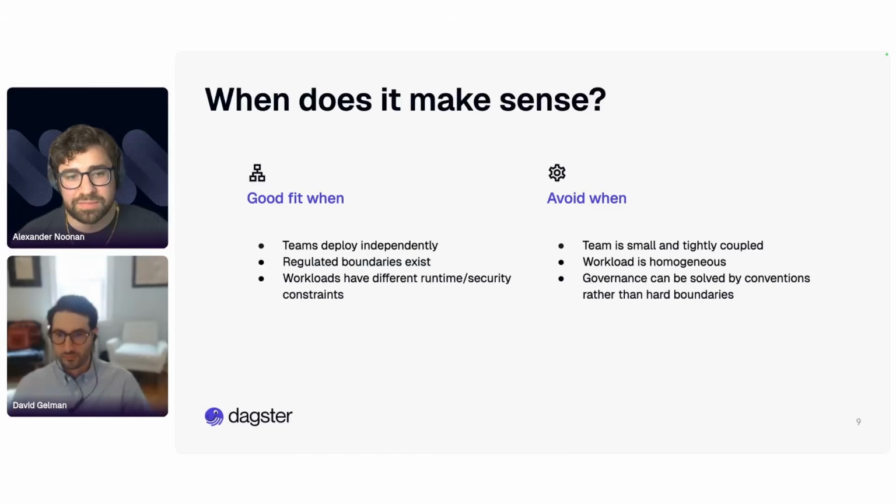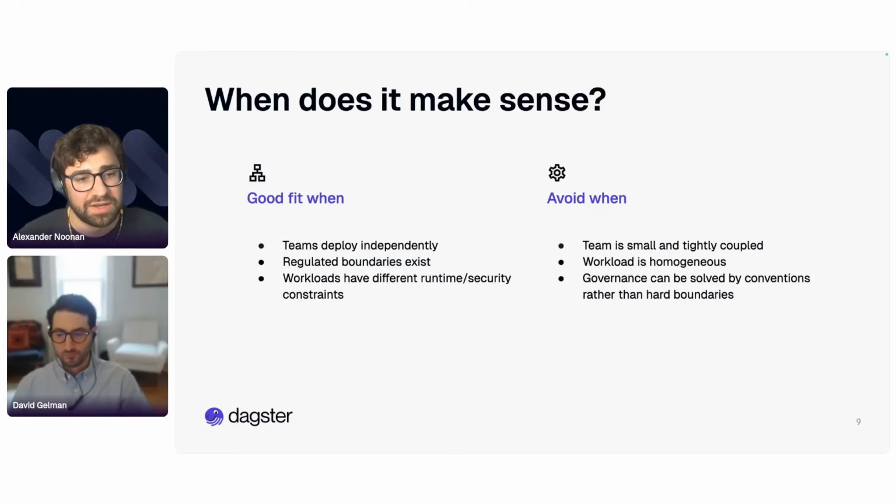And so multi-tenancy sounds great in theory, but it's not always the right call. Here's a quick heuristic you can think about if you're trying to decide if your team even needs this. It's a good fit when teams need to deploy independently, or when you have regulated boundaries that require hard isolation, or when your workloads have generally different runtime or security constraints. Like I was talking about, if you're doing machine learning or AI workloads, you're going to have a whole different set of dependencies. And it may make sense to separate those environments out from your classic ETL and data engineering workspace.